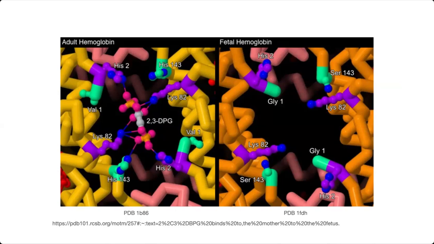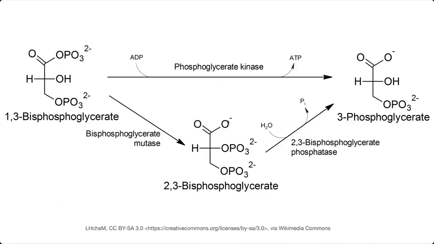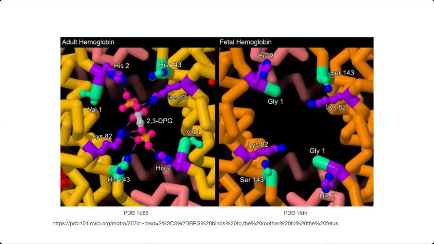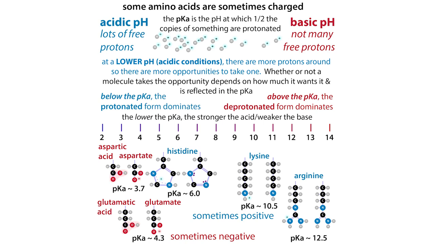If we go back and look at the structure of 2,3-BPG, we see that it has these phosphate groups and this carboxylate group, so it's a very negatively charged molecule. If we want something that's going to bind tightly to a negative thing, we want a positive thing. Where can we find positive things in amino acids? Well, we can find the basic amino acid side chains: histidine, lysine, and arginine.